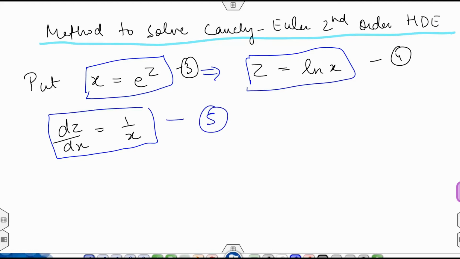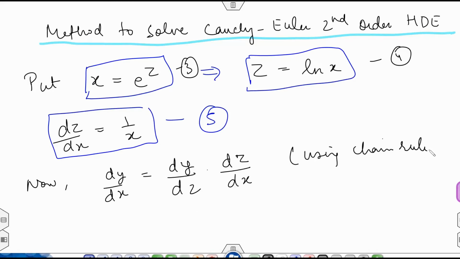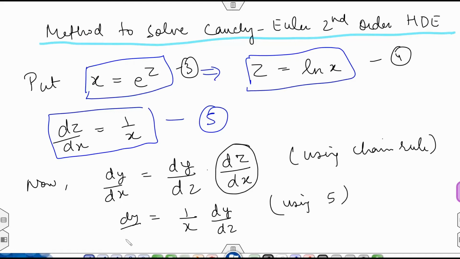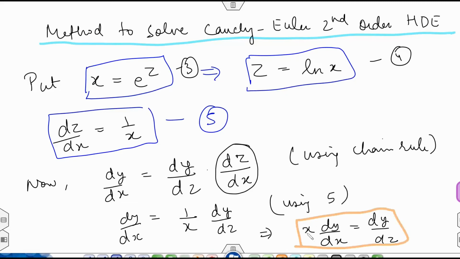Now what we want to find out is dy by dx, and then we are going to substitute. By applying the chain rule, dy by dx is equal to dy by dz into dz by dx. Since you have already found out from equation number 5 that dz by dx is 1 by x, this is the value of dy by dx, and from this it implies that x dy by dx is equal to dy by dz. This is one equation that we can substitute.